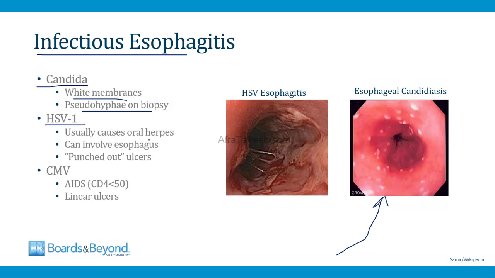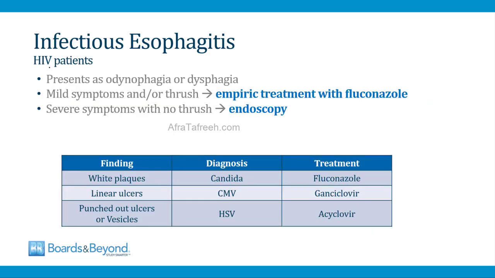Herpes simplex 1 usually causes oral herpes, but it can involve the esophagus. When this happens, patients develop symptoms of esophagitis, and on endoscopy, the classic finding is described as punched-out ulcers. This is a picture of what it looks like on the screen here. And lastly, cytomegalovirus can cause esophagitis, usually in patients who are severely immunocompromised from AIDS with a very low CD4 count, less than 50. And the classic finding on endoscopy in a patient with CMV esophagitis is the presence of linear ulcers.